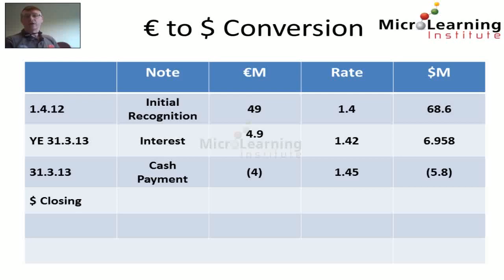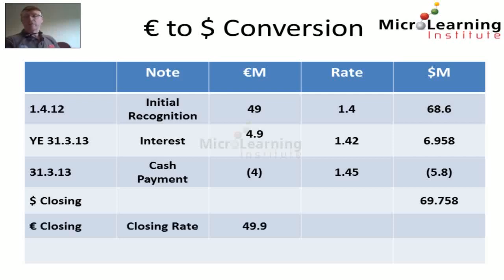So our dollar closing amount is equal to the dollar opening amount of 68.6 plus the interest in dollars of 6.958 less the cash paid in dollars of 5.8. So our dollar closing amount is 69.758, and this is what we would anticipate our dollar closing amount to be.